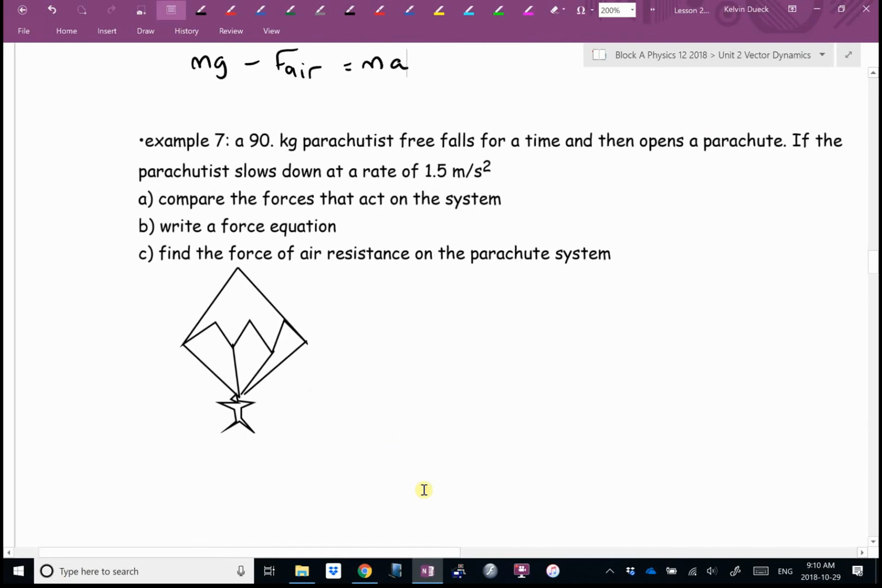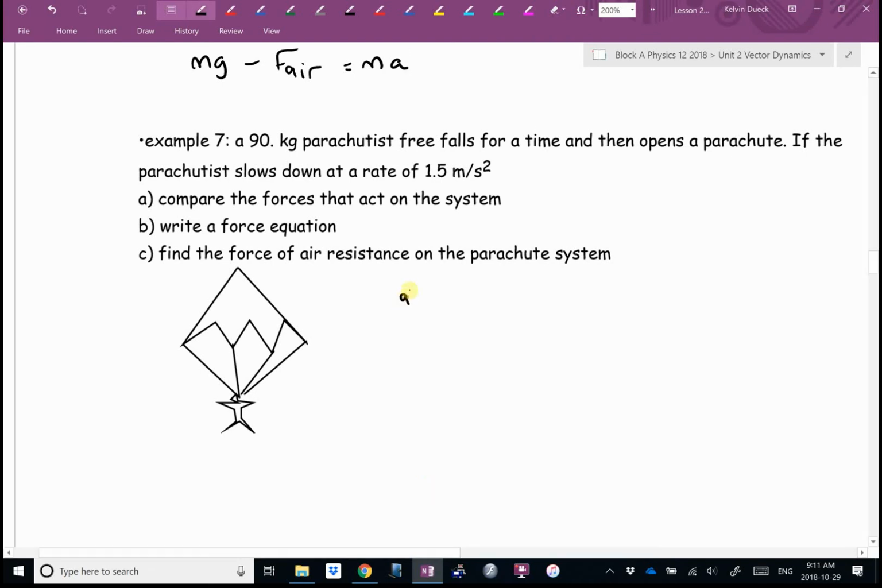Example 7. A 90-kilogram parachutist free falls for a time. Eventually, I jumped out of an airplane. And then opens a parachute. If the parachutist slows down at a rate of 1.5 meters per second squared, A says compare the forces that act on the system. That's physics code for, this is a job for a free body diagram to compare them. Okay?